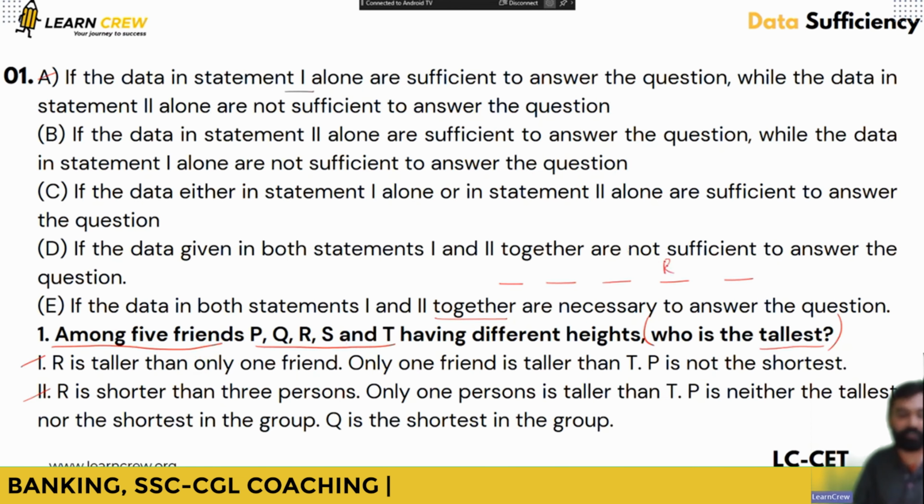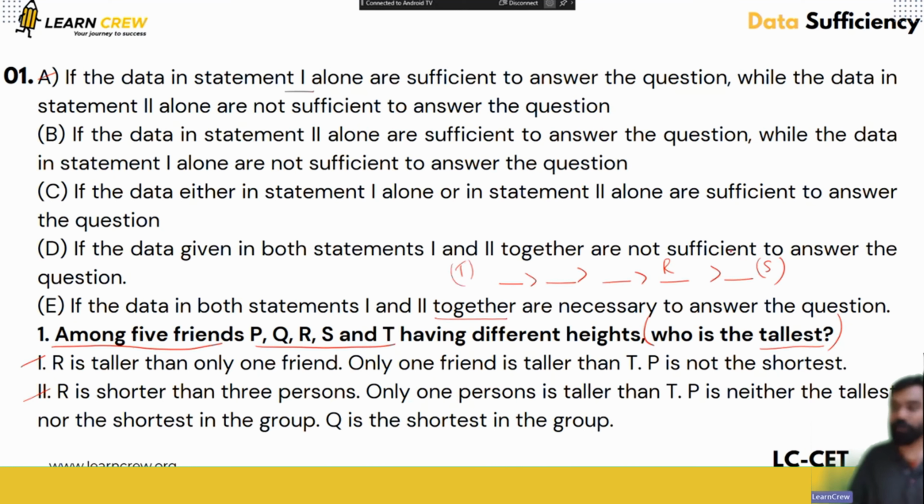Means R is going to be here. This is going to be tallest. This is going to be shortest. Okay. R is taller than only one friend in the group. Only one friend is taller than T.